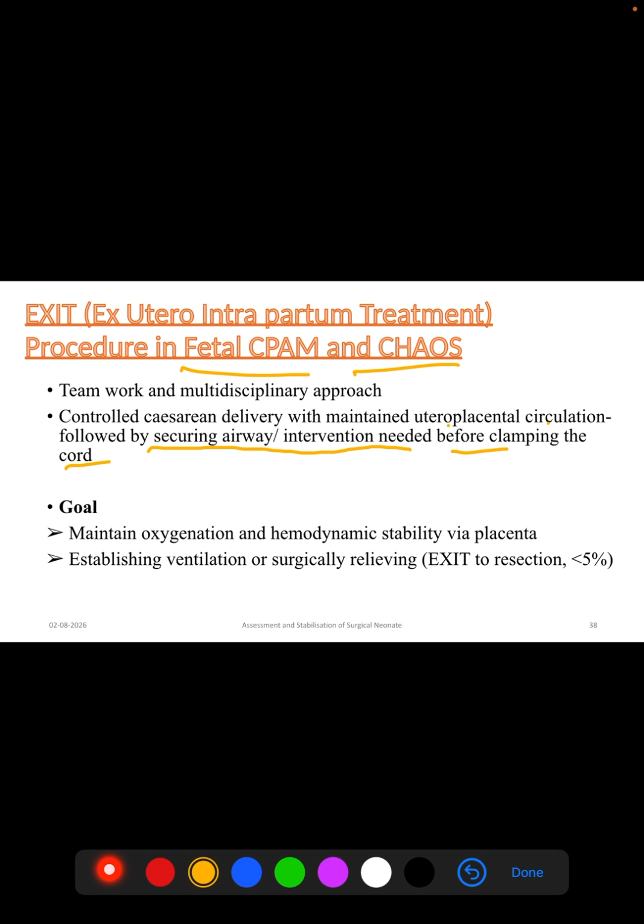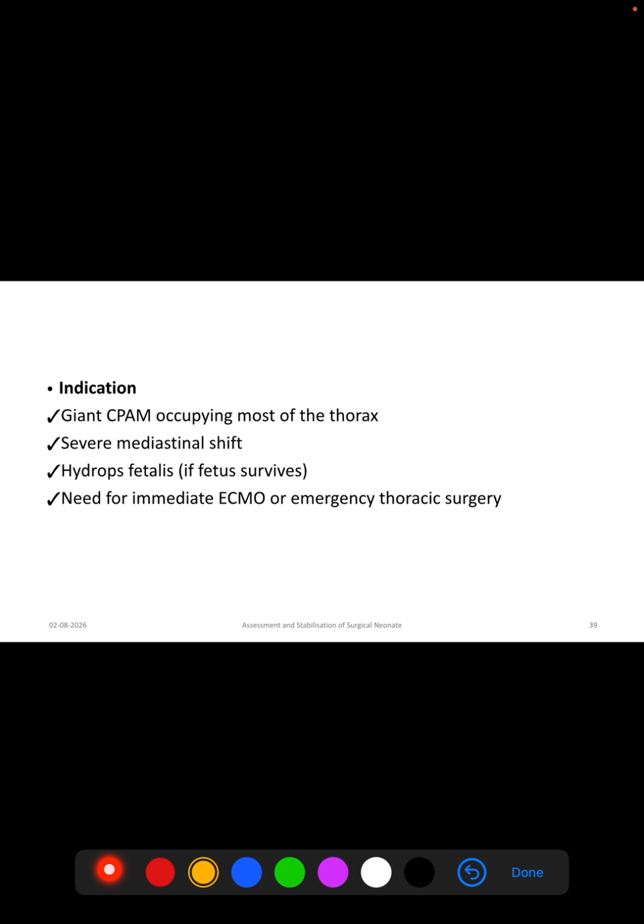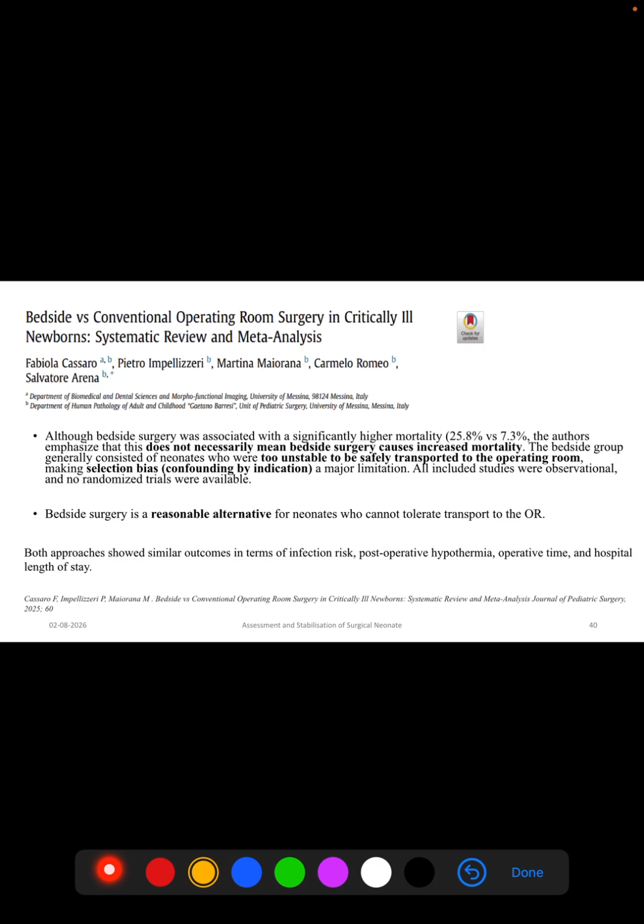So EXIT to resection is needed very rarely. That means less than 5% of neonates. Usually it is managed with the intubation only at that time. So indications are giant CPAM jo ki poore aapke thorax ko cover kiye hue hain. If there is a severe mediastinal shift, hydrops fetalis agar fetus survive karta hai, and if there is a need for immediate ECMO or emergency thoracic surgery.